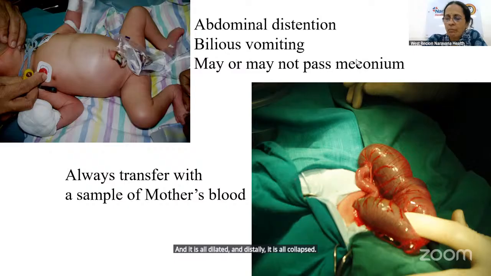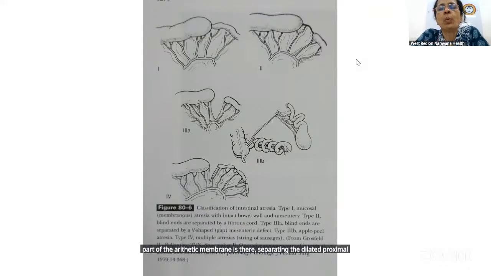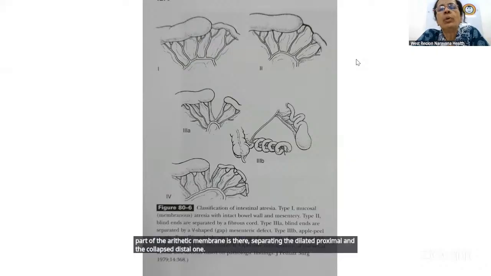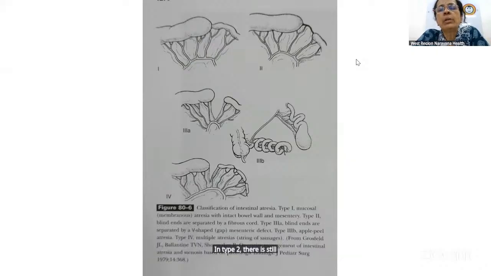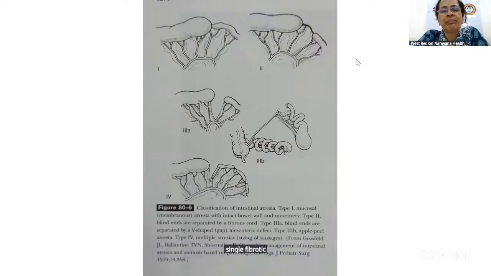This is type 1 atresia. We'll talk about the types of atresia. In type 1, there is no rent in the mesentery, but an atretic membrane separates the dilated proximal and the collapsed distal part. In type 2, there is still no rent in the mesentery, but the dilated proximal and collapsed distal parts are separated by a string of fibrotic tissue or band.